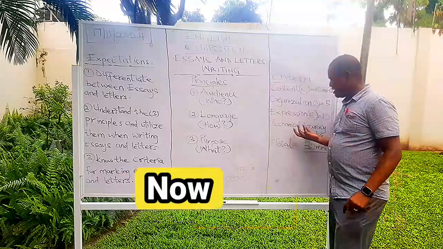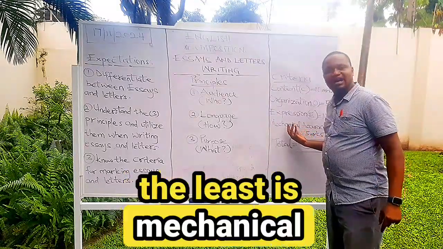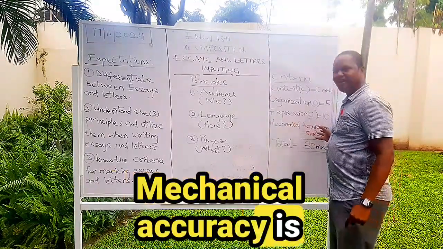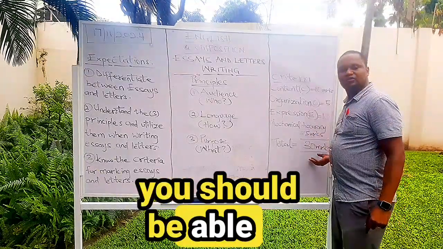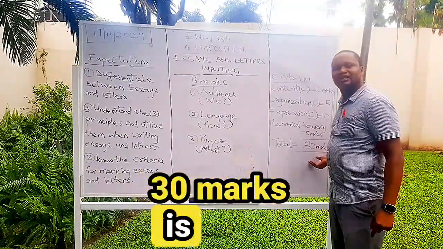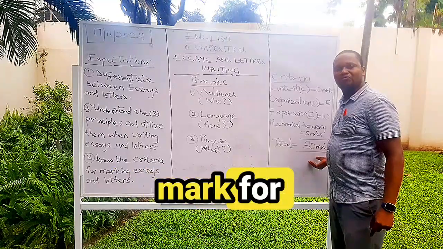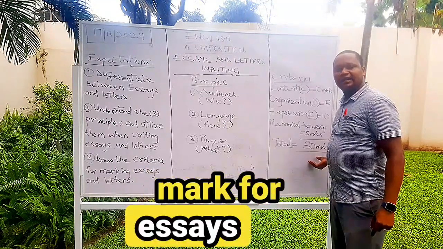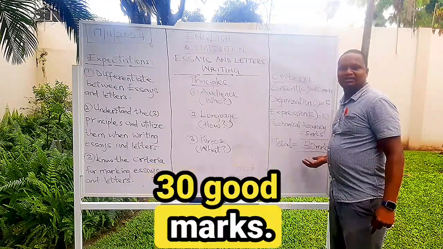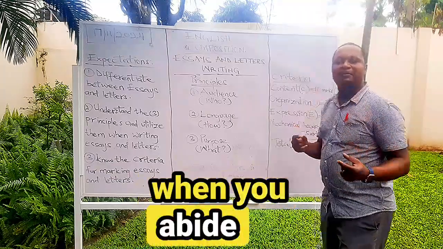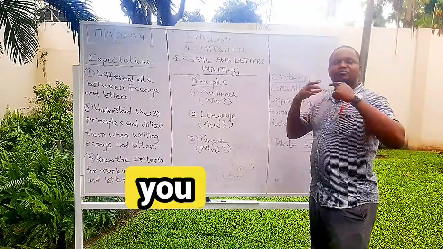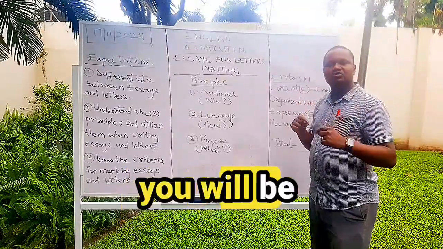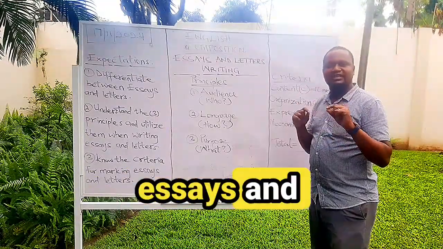All right. Now then, last but not the least is mechanical accuracy. Mechanical accuracy is 5 marks. So in all, you should be able to get 30 marks. 30 marks is the full mark for essays and letters. 30 good marks. So students, when you abide by these principles or these criteria, you'll be able to understand, you'll be able to implement, and then your essays and letters will be excellent.